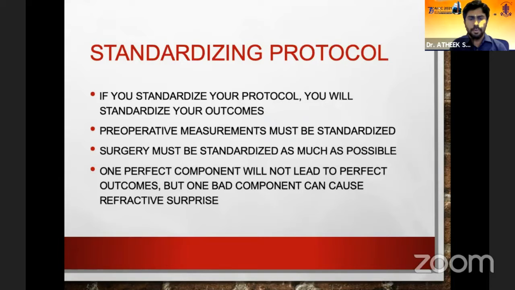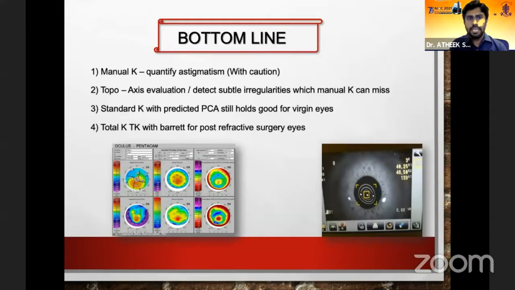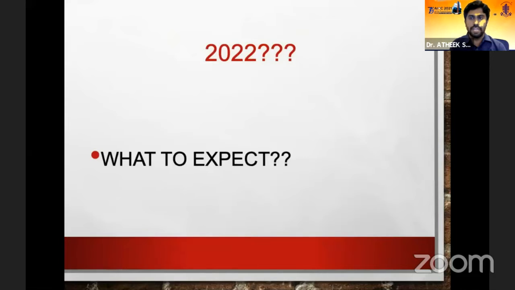So use a proper protocol, standardize everything, and then the bottom line is manual K even now has a role. It can be used to quantify astigmatism. However, with caution, topo can be done to do axis evaluation to detect subtle irregularities in the peripheral cornea. Standard K with PCA even now is good enough for virgin eyes in Barrett's. Total K with the true K with Barrett's is excellent for post-refractive surgery eyes.